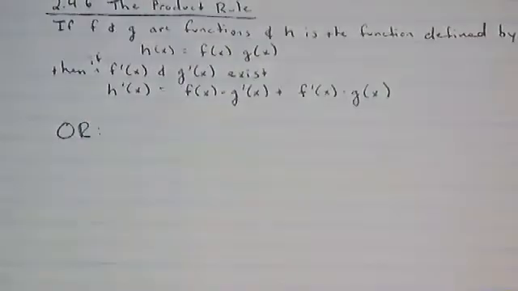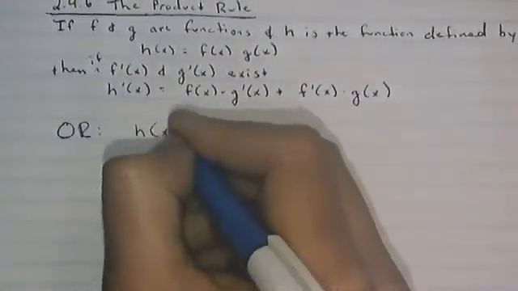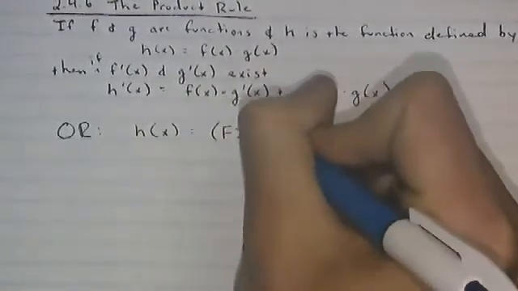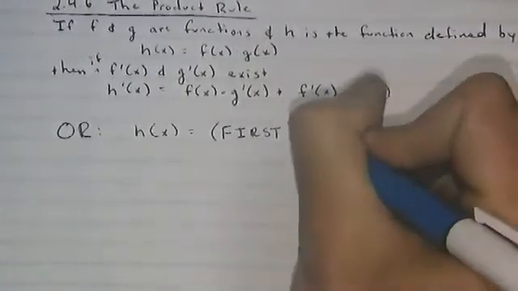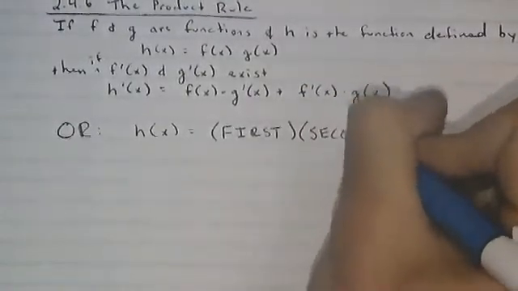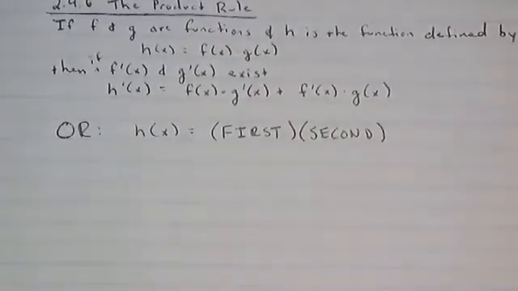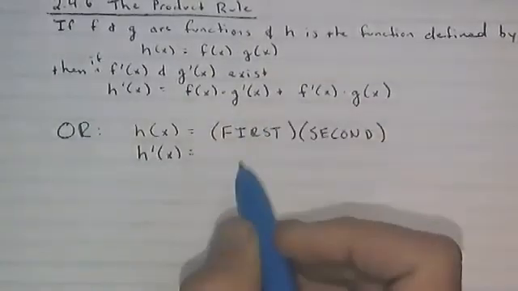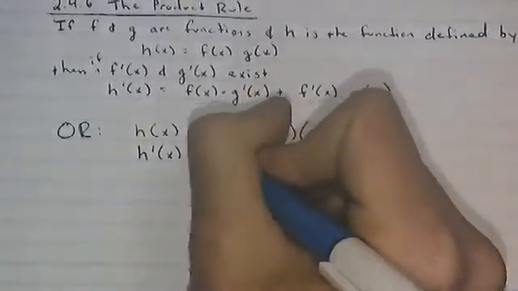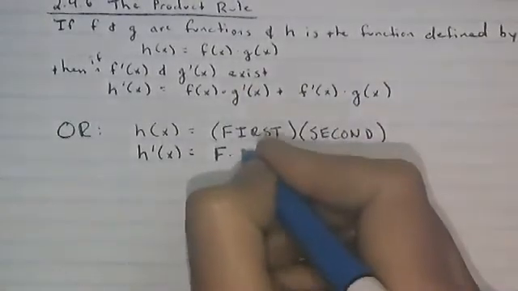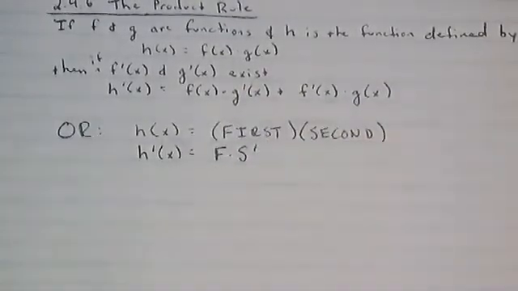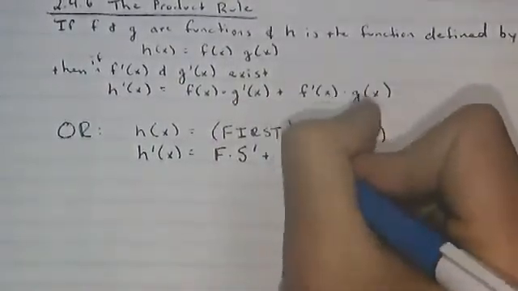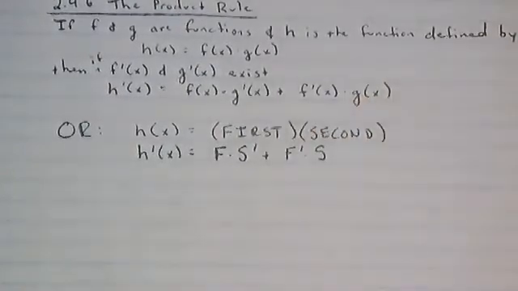If you've got a function h that is the product of some first function times some second function, here's what the product rule says. The derivative of h is going to be the first function, which we'll do capital F, times the derivative of the second function, plus the derivative of the first function times the second function.